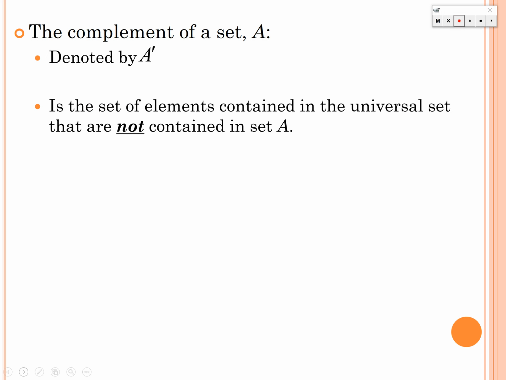And what the complement is: the complement is the elements that are in the universal set but are not in set A. So basically take your universal set, take out the elements in set A, or whatever the set is you're trying to find the complement of.